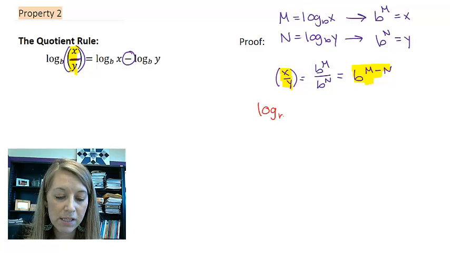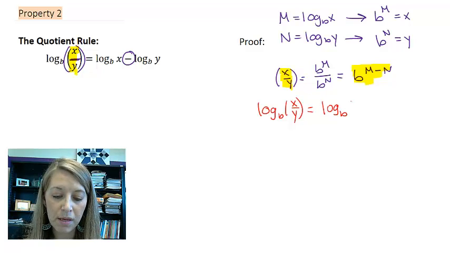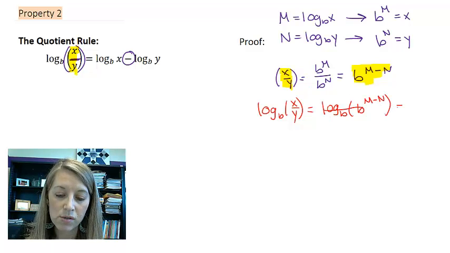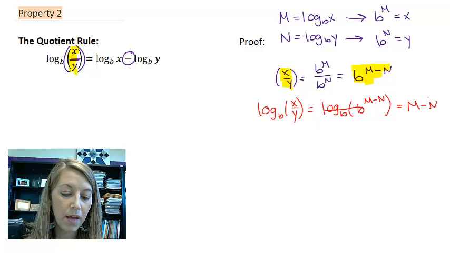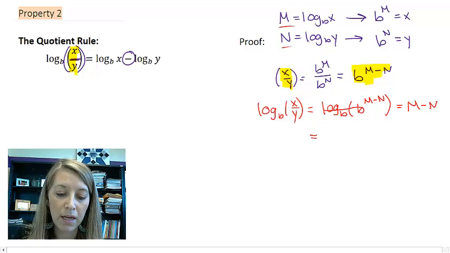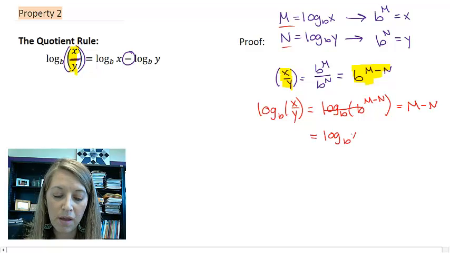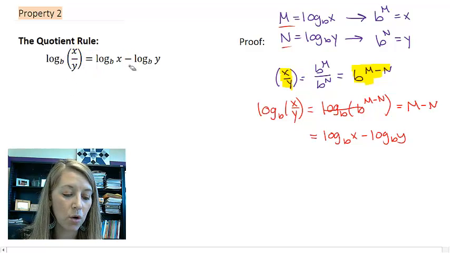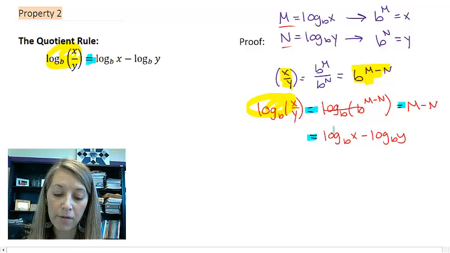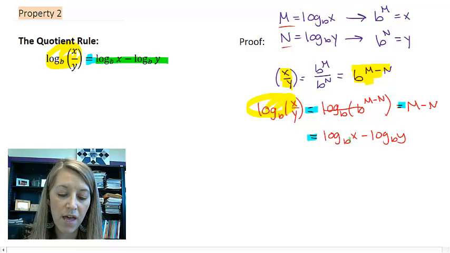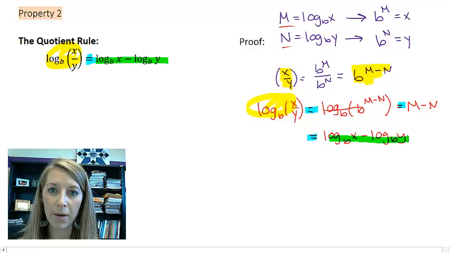So log base b of x over y is equal to log base b of b to the m minus n. Well, here everything cancels out, and that gives me m minus n. If I make the substitution of m minus n, that gives me log base b of x minus log base b of y. And we've just proved our quotient rule property. Log base b of x over y is equivalent to, in a couple of steps over here, log base b of x minus log base b of y.